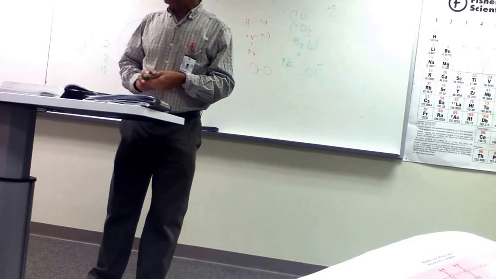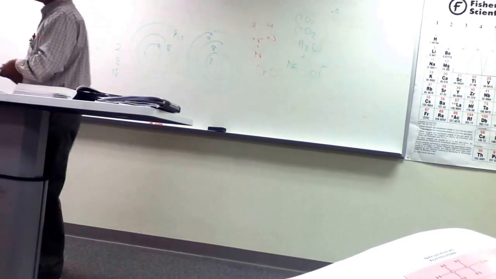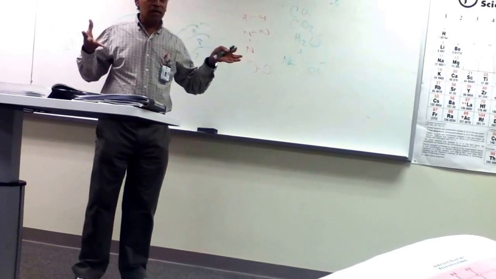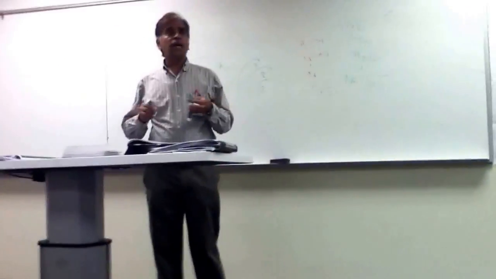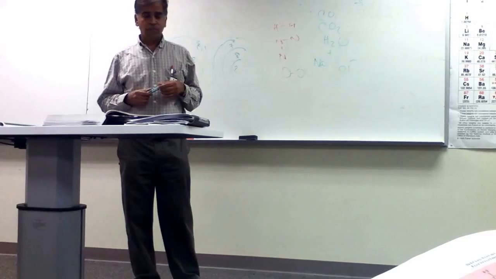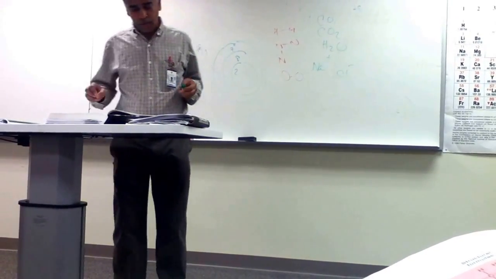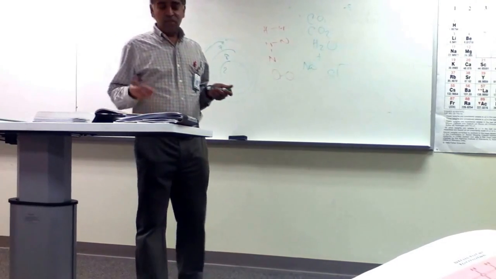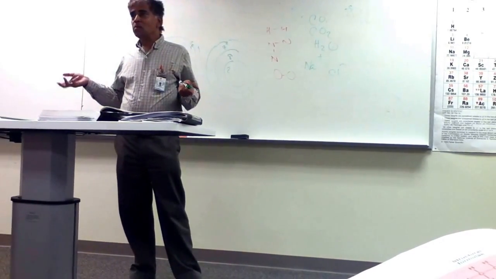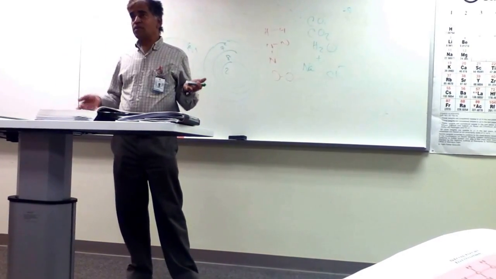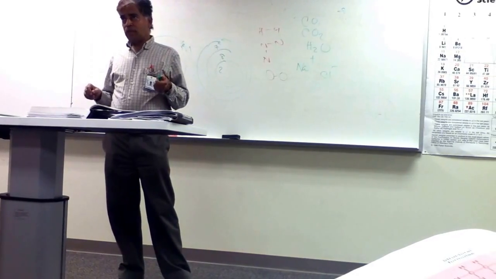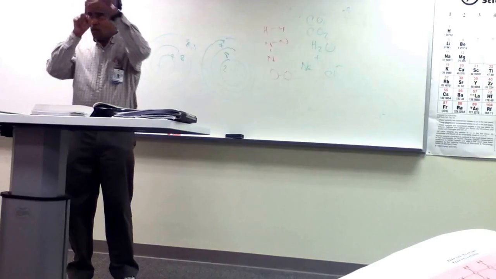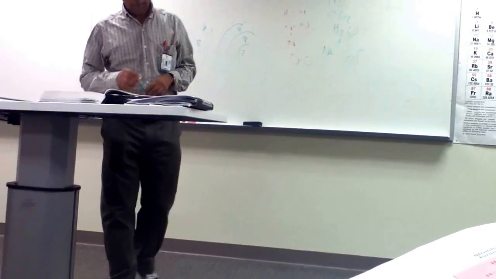Then you have isomers. What are isomers? Isomers have the same formula, but the arrangement of the atoms is different. The arrangement of the individual atoms, like if you take glucose, it is C6H12O6, but there are different variations of the same glucose. Okay, those are called isomers. So there are different ways you can arrange those carbons, hydrogens, and oxygens.